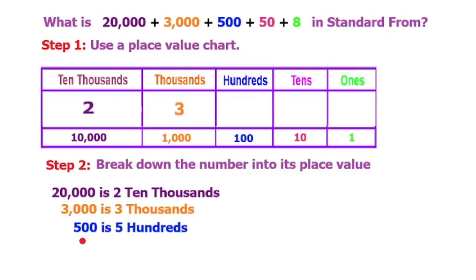500 is the next number. 500 is 500s. So we just put 5 into the hundreds column. The next number is 50. 50 is the same as 5 tens. So we could just put 5 into the tens column. And then we have 8. 8 is just 8 ones, and we could put 8 in.